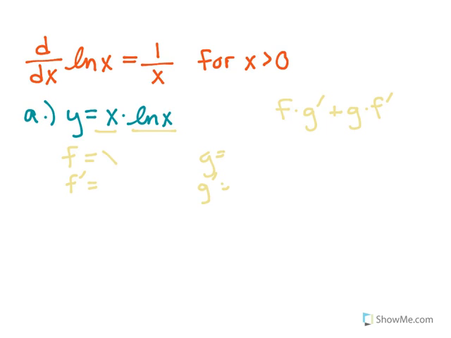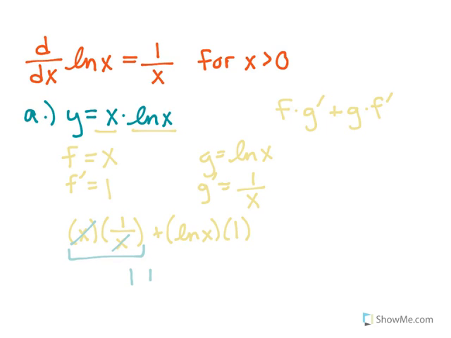So f is going to be my first part, which is x, whose derivative is just 1. G is going to be ln x, whose derivative is simply 1 over x. So we're going to put all of this together, and I'm going to get x times g prime, which is 1 over x, plus g, which is ln x, times f prime, which is 1. So we want to notice here in the first part that these x's are going to cancel, and all I'm going to be left with is a 1, and ln x times 1 is just ln x. So this would be my final answer.